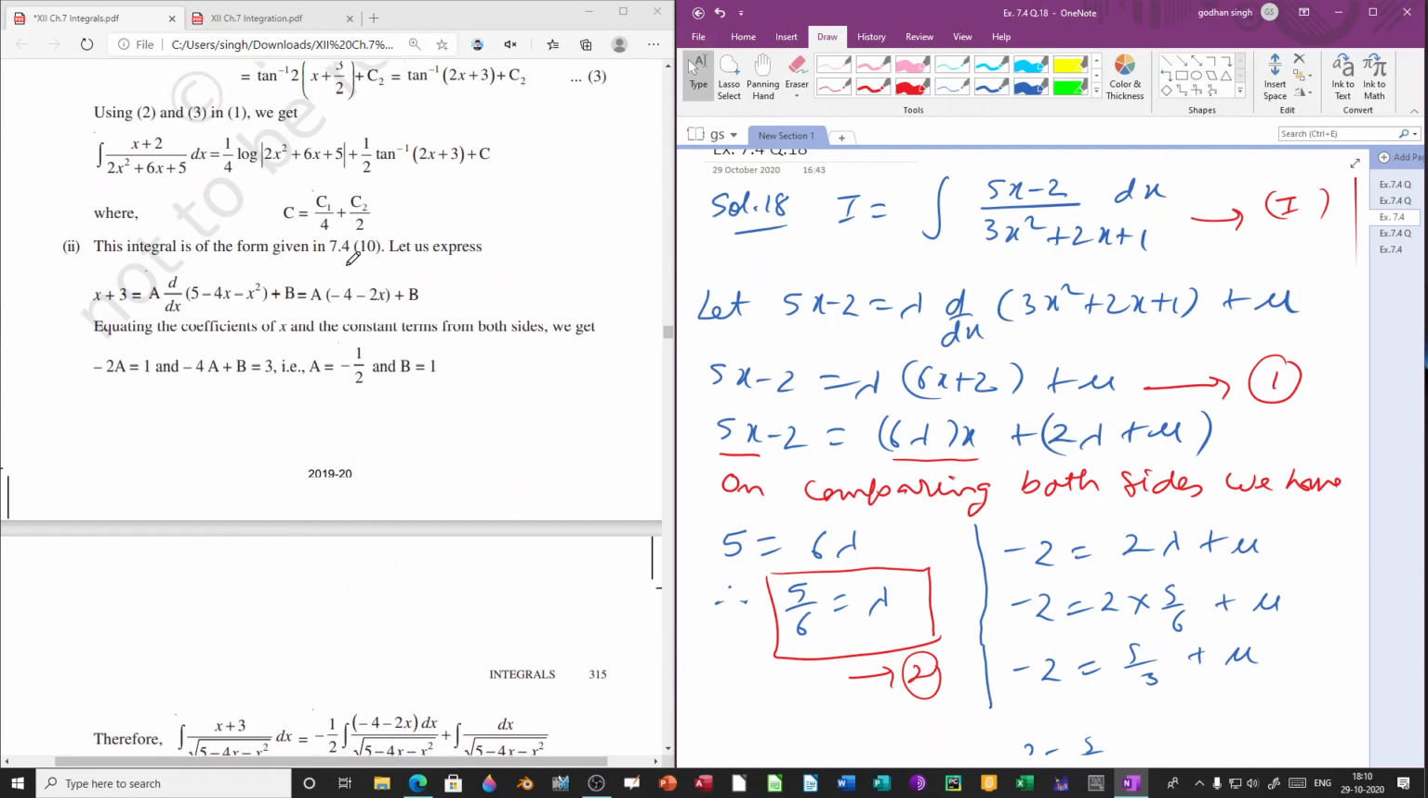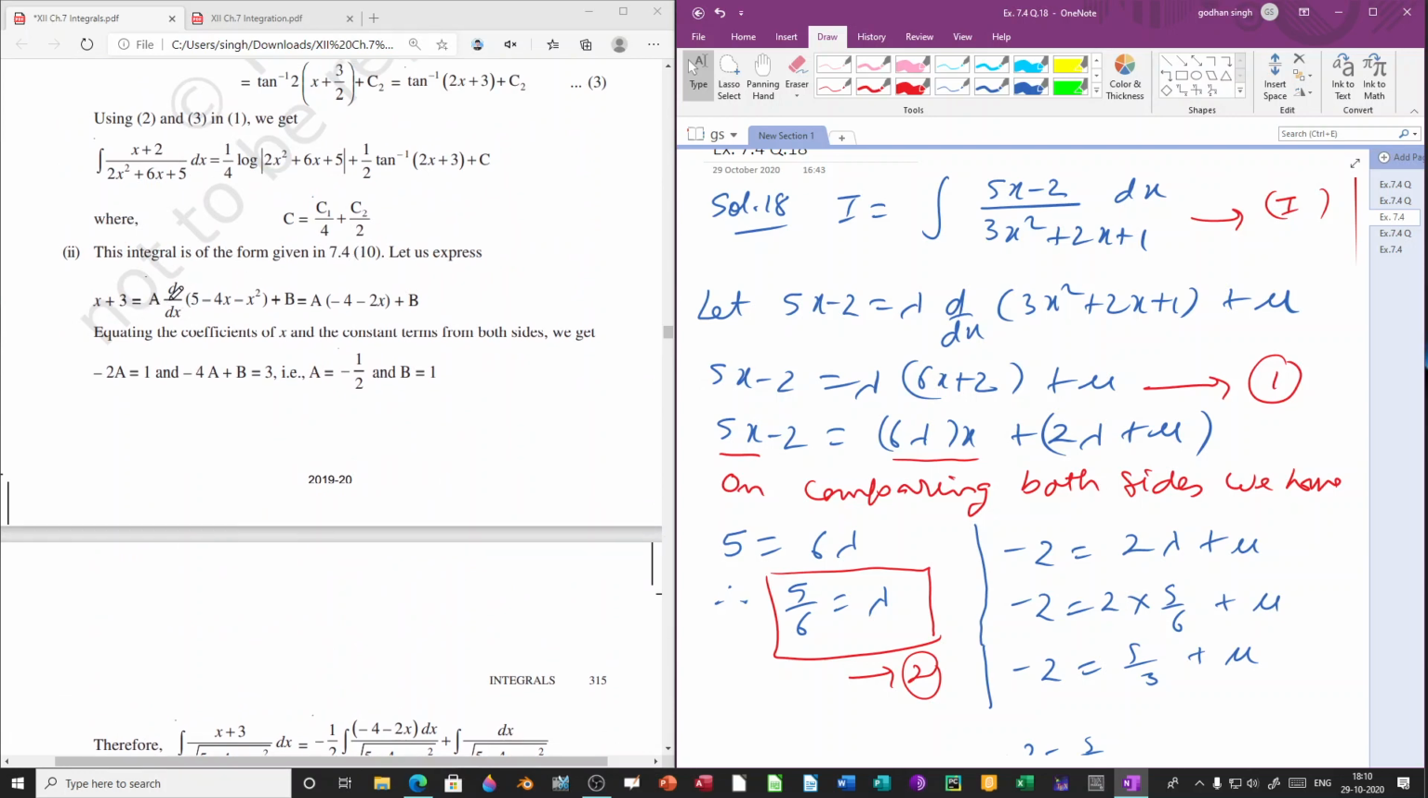This is how, the same way, x plus 3 equals lambda, or we can take any constant, say capital A also, times the differentiation of the denominator plus another constant, say b, or mu. So x plus 3 equals lambda into differentiation of the denominator plus mu, and when I say denominator, that means if any square root is there, that square root is not to be considered.